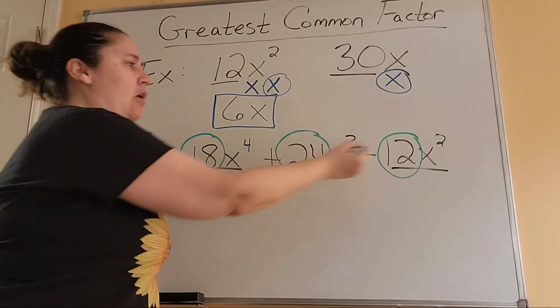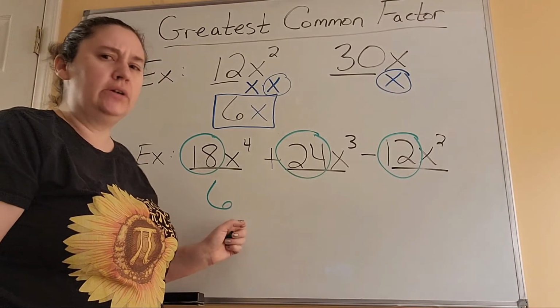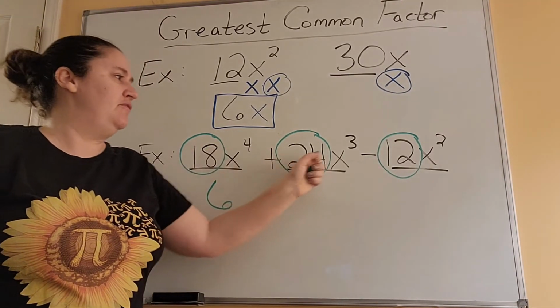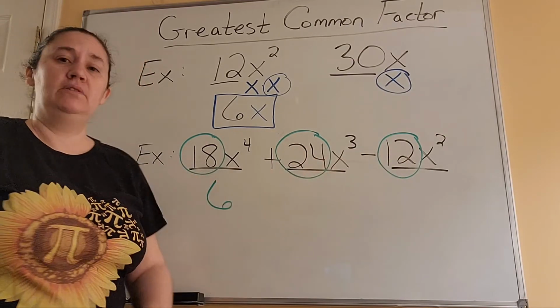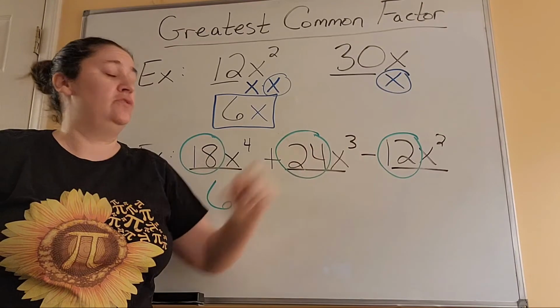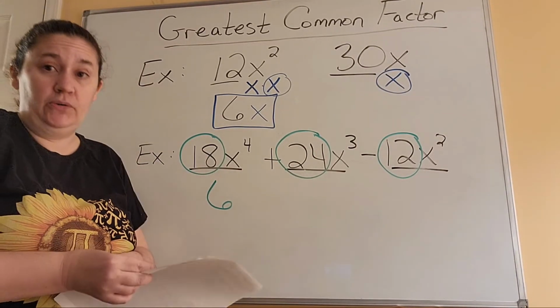You can list out all the factors of these three numbers and find the biggest one, but I'm pretty sure it's 6. So I'm going to cut to the chase and say the greatest common factor of these three numbers is 6. 6 is the biggest number you can divide those three things by. Now let's do the variables.